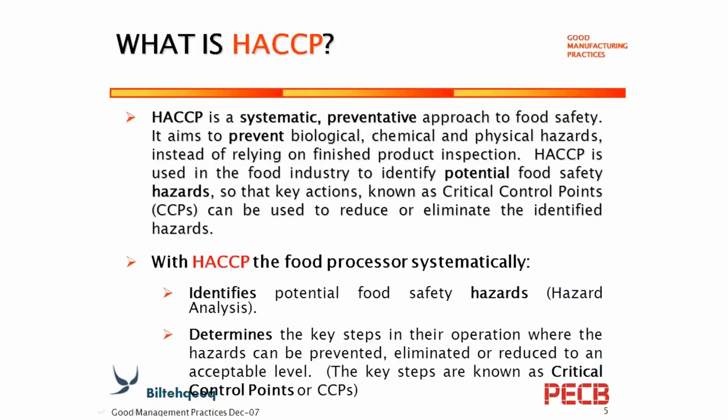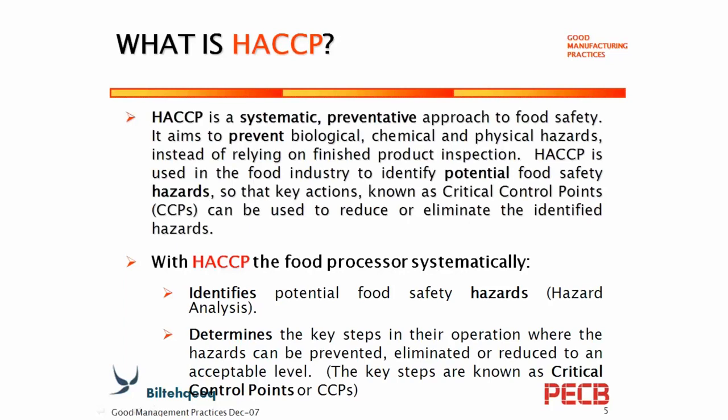What is HACCP? To understand HACCP, we must go through its definition. HACCP is a systematic preventive approach for food safety. It aims to prevent biological, chemical and physical hazards, instead of relying on finished product inspections. HACCP is used in the food industry to identify potential food safety hazards. So the key action known as critical control point can be used to reduce or eliminate the identified hazard.